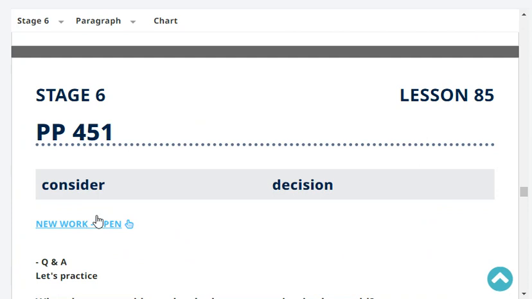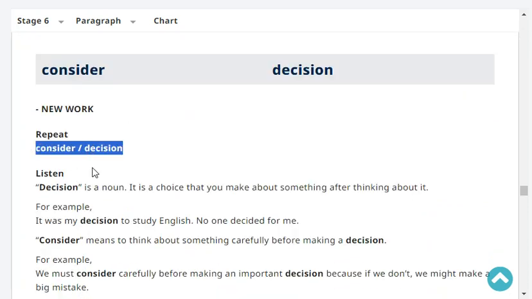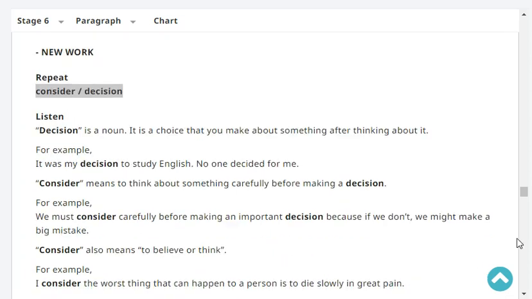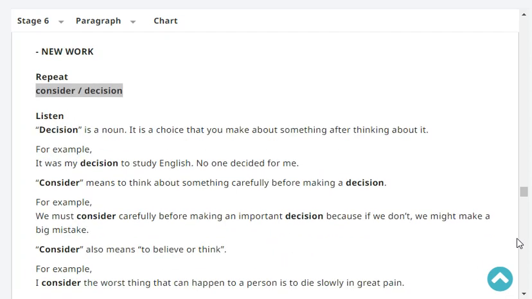Very good. Next, repeat. Consider. Decision. Very good. Okay, listen. Decision is a noun. It is a choice that you make about something after thinking about it. For example, it was my decision to study English. No one decided for me.